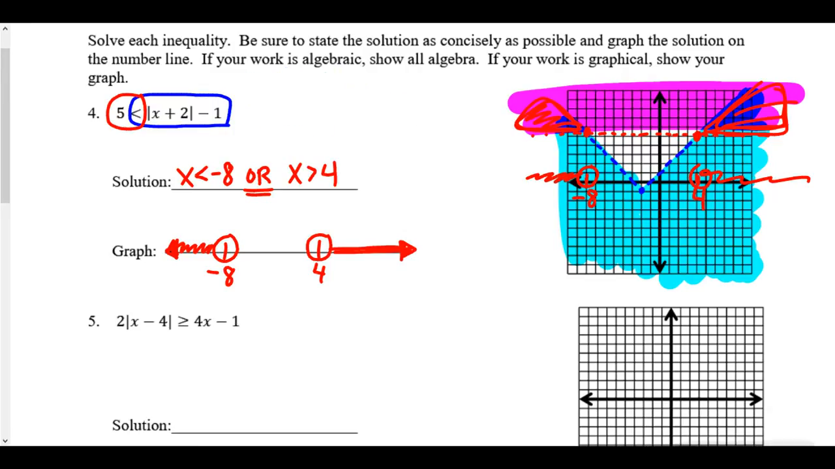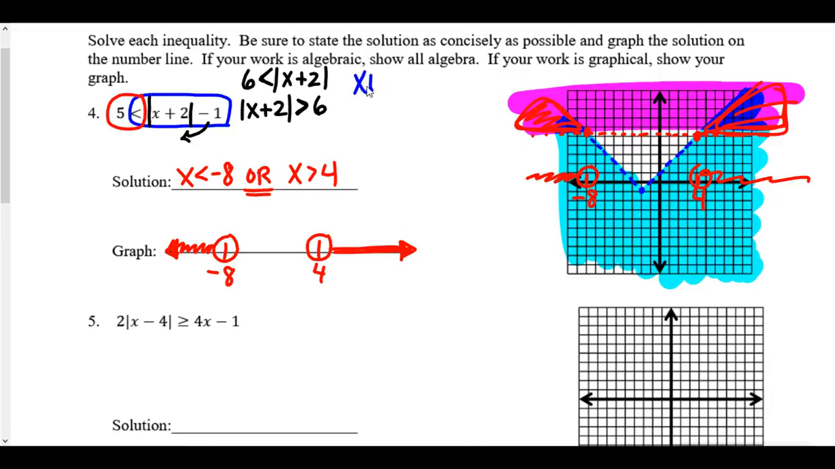Okay, so now I'm also going to go through and solve this one algebraically. I need to get this absolute value by itself right here. So in order to do that, I want to move the 1 to the other side by adding 1. So I'd have 6 is less than the absolute value of x plus 2. I like the absolute value on the left, so if I'm going to switch sides there, if the alligator was eating the absolute value, the alligator is still eating the absolute value, I need to switch the symbol right there. Once I've done that, I'm ready to break into two parts.